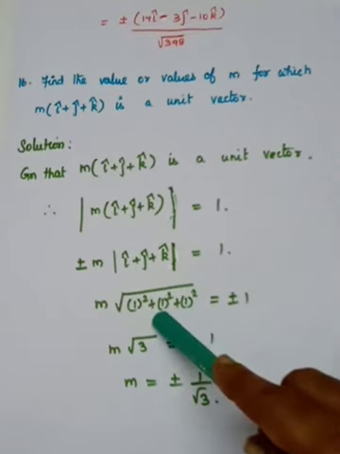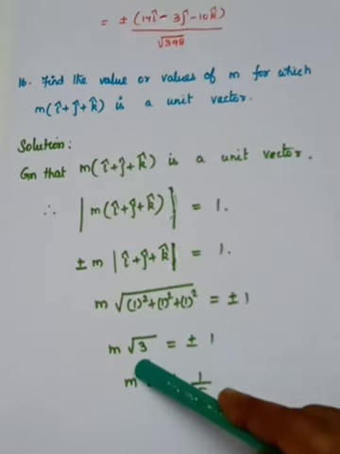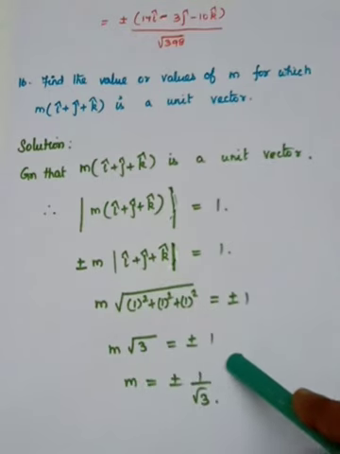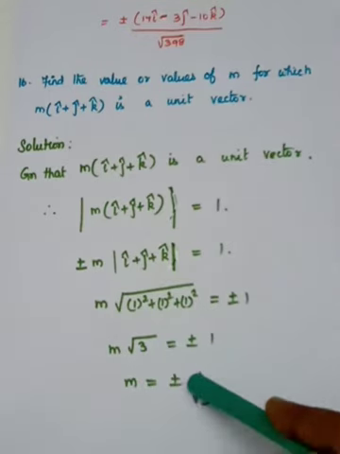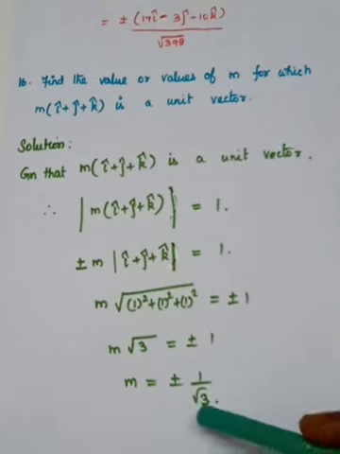So what is this answer? It is root 3. Square root of 1 plus 1 plus 1, that is root 3, is equal to plus or minus 1. From that, m is equal to plus or minus 1 by root 3. So we have found the values of m. Thank you, students.